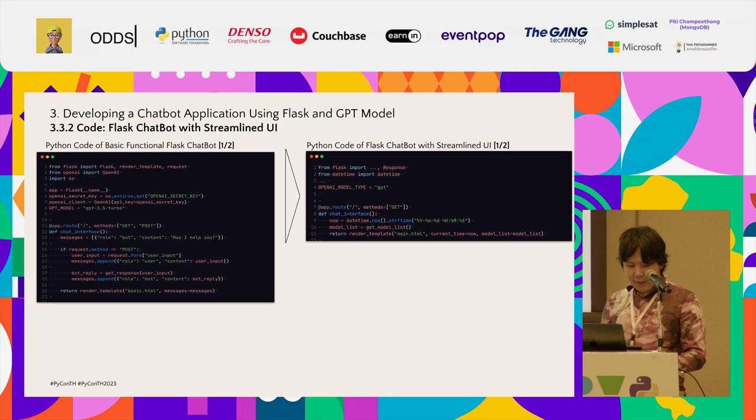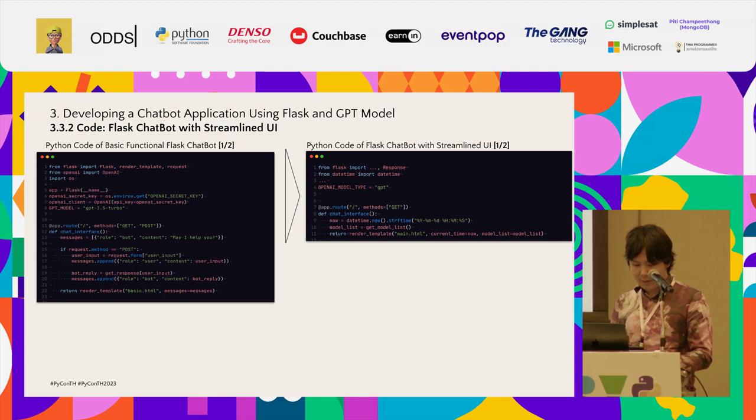So on the left side, we have the Python code from the previous basic functional Flask chatbot demo. And on the right is the Python code of the Flask chatbot with a streamlined UI. So I made the chat interface function more compact and split the functions to enable streaming in the subsequent code.